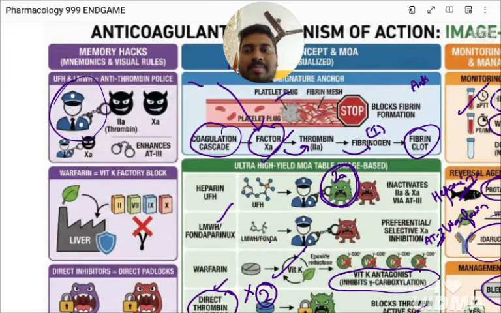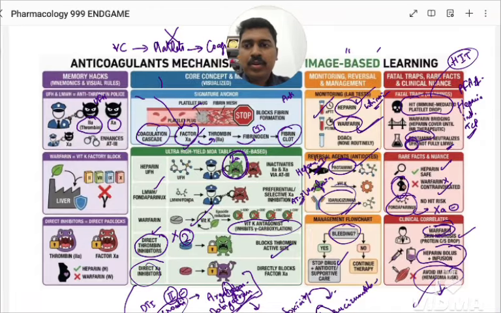See here, this police is arresting what? 2A and 10A. 2A is thrombin and 10A is factor 10A. So inhibition of these two actually causes anticoagulation. We saw that 2A inhibition is seen in case of UFH. So anticoagulation means either inhibition of 2A thrombin or 10A factors. It can also enhance activity of antithrombin 3. Antithrombin 3 is an anticoagulant only, while all these factors are coagulants. So increased activity of antithrombin 3 will prevent coagulation.